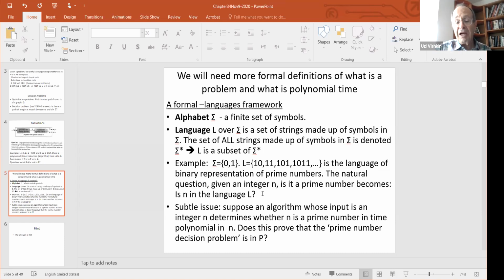Suppose I give you an algorithm whose input is some integer n, and I ask you to determine whether n is a prime number. The task for the algorithm is clear: tell me yes or no. And suppose that you came up with an algorithm that gives me the answer in time which is polynomial in n.